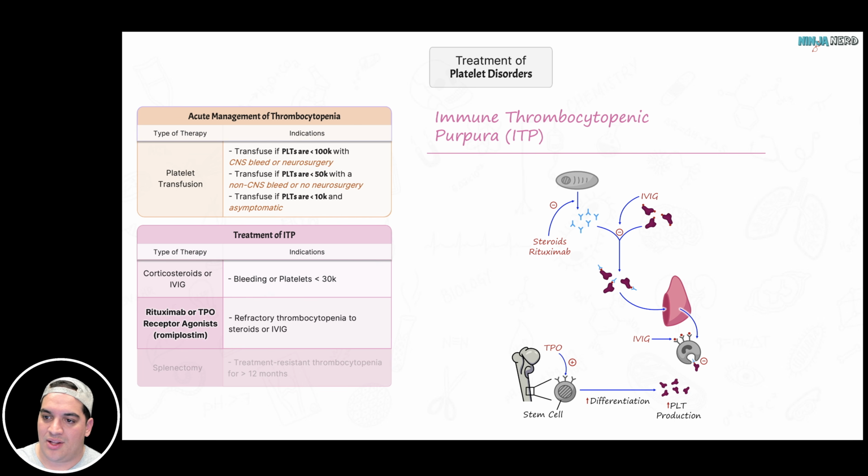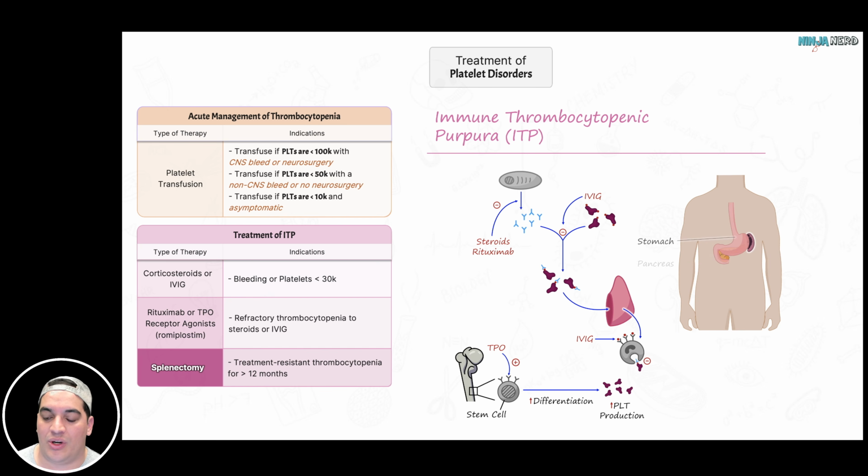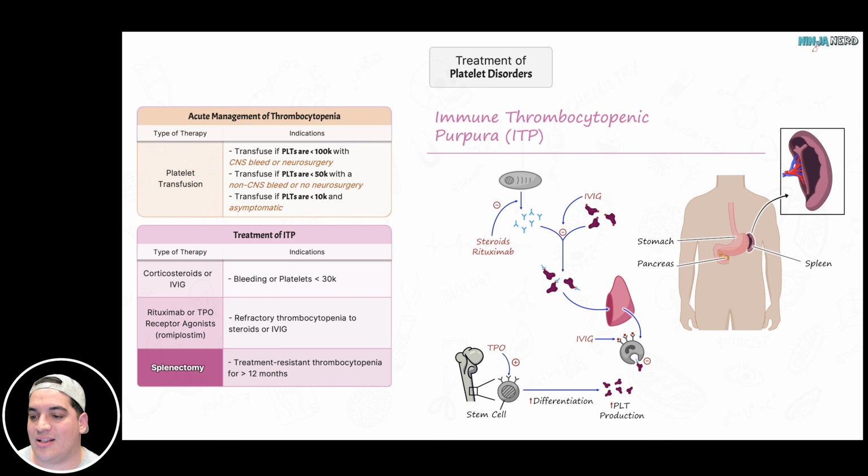So again, less than 30,000 bleeding, steroids or IVIG. If they don't respond, their platelets are still low, they're still bleeding, then you can give them romiplostim, or you can give them rituximab. What if they don't respond and they continue to have resistance to treatment for greater than 12 months? In that scenario, we just cut the spleen out, because the spleen is the bane of this problem here. If I get rid of the spleen, I won't destroy all of these platelets consistently. And so that's something that we could consider.